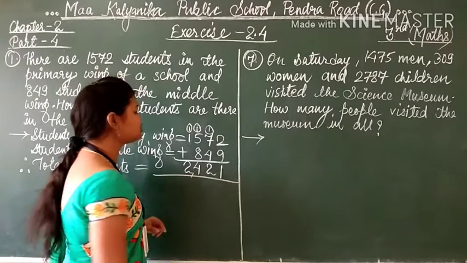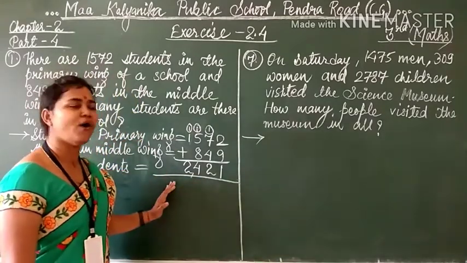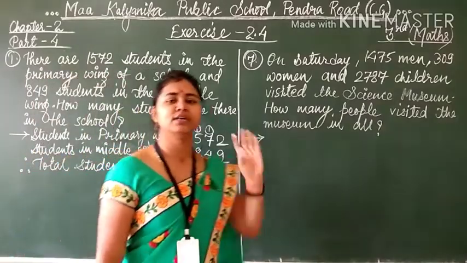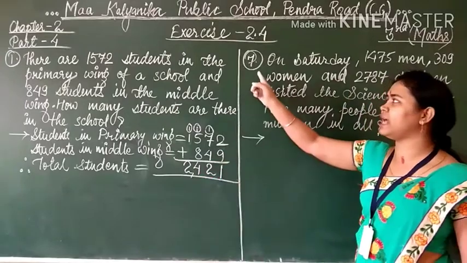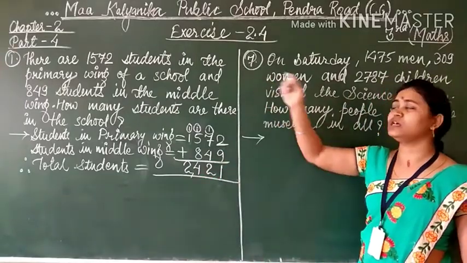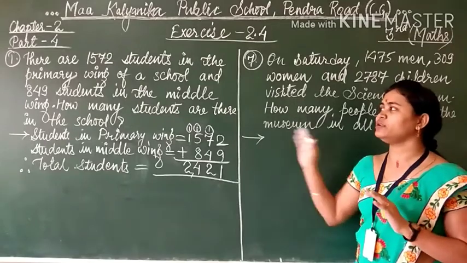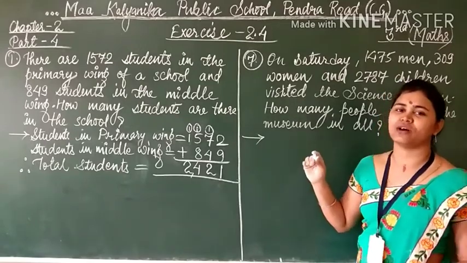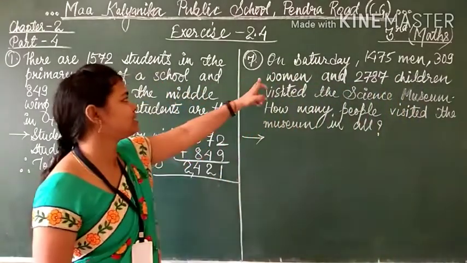So students, 2421 students are present in all. Okay, so now the first question is solved for you. Now I am moving directly to question number 7. The rest of the questions are nearly equal to this only. So according to question number 1 and 7 you can solve the rest of the questions. So simply, students, come to question number 7.